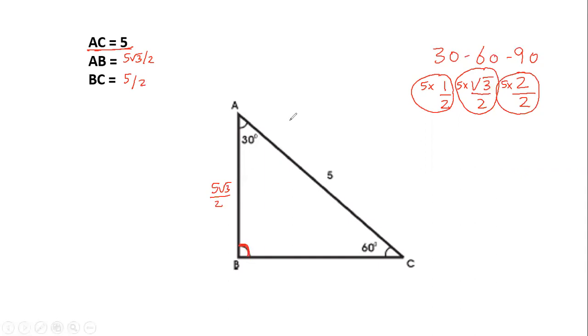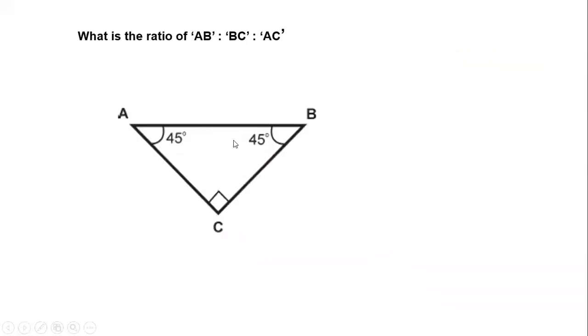You should directly know this in your SAT. 30, 60, 90, 1, root 3, 2. And I hope you understand my scratch work. Similarly, there is another special triangle which is drawn here, which is 45, 45, 90. So let me just slightly change the orientation so that you can relate with it. Same thing.